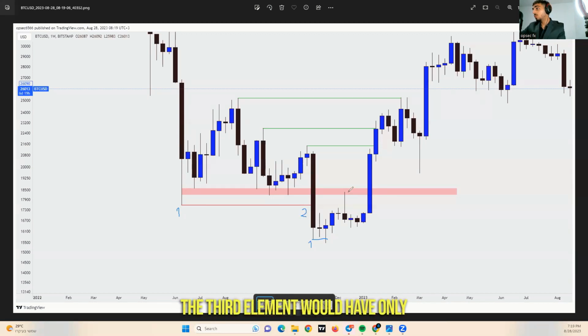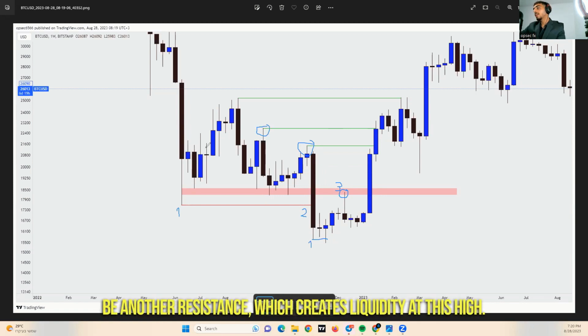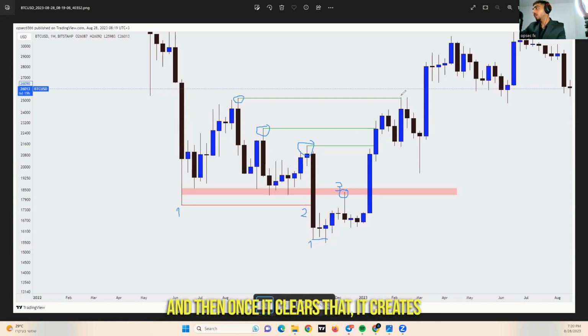The third element would have only come once we touch this level. Once we touch this level, boom, everyone entered shorts. And now we have a confirmed lines reversal. And at this point, your targets are going to be the first high above resistance. Then once price gets up here, there's going to be another resistance, which creates liquidity at this high. And then once price gets there, it reaccumulates real quick to create more liquidity at this high. And then once it clears that, it creates a double top, which creates liquidity up here.